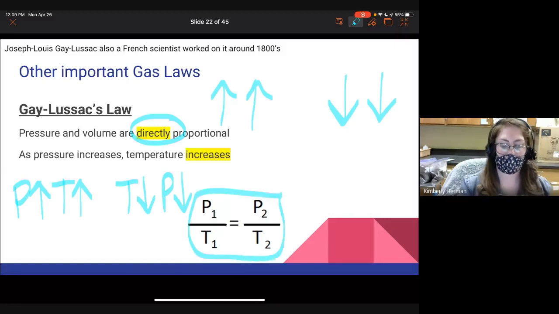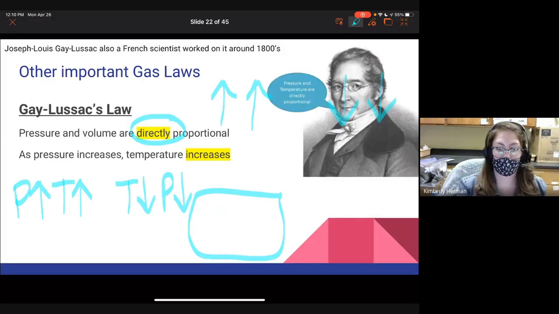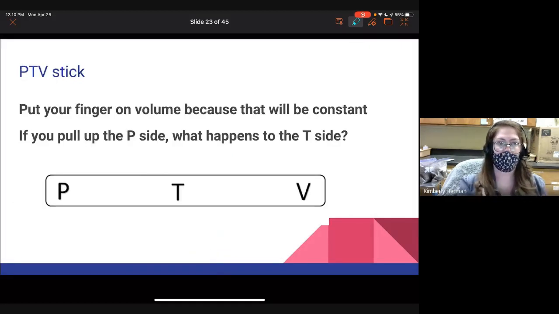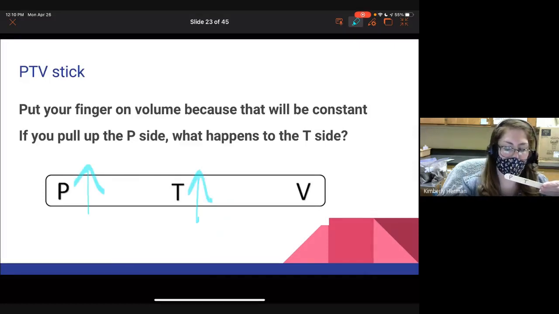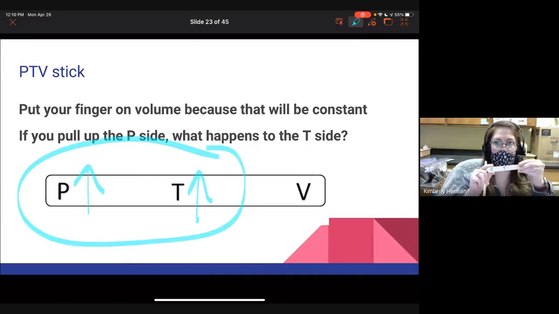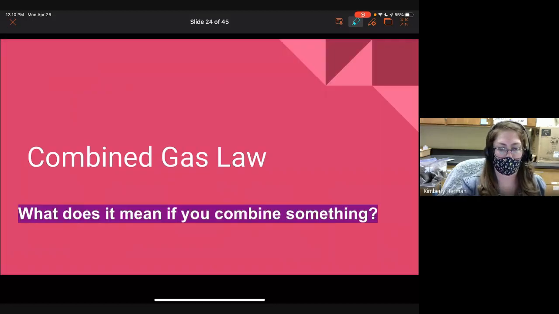And we'll see that since it's directly proportional, it makes sense that the formula looks more like Charles' law than Boyle's law. So what Gay-Lussac said, pressure and temperature are directly proportional. If we're using our PTV stick, put your finger at volume because it's kept constant. Then if you pull up the P side, what happens to T in the middle? It increases. So remember that our PTV is really great to look at our different relationships.